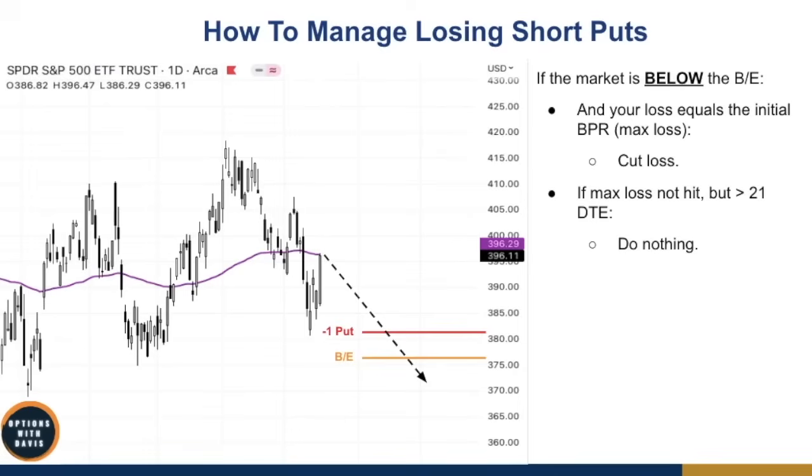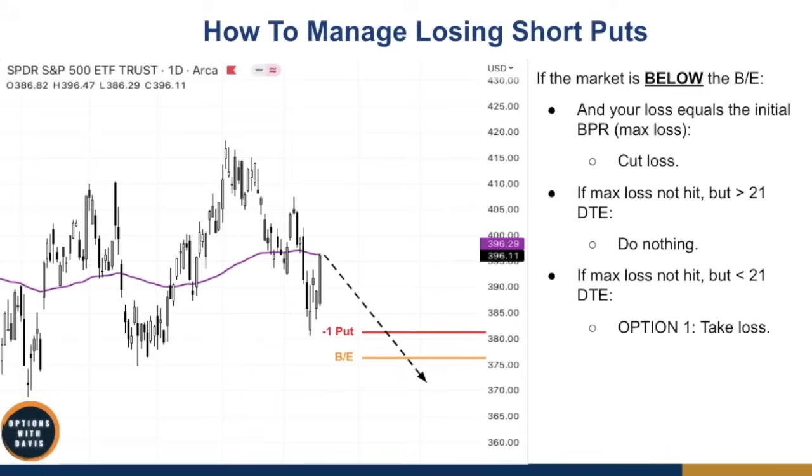So if the max loss is not hit and there's still more than 21 days to expiration left, then guess what? There is nothing to do. The market can come down. You just want to give it time, because it could come back up again. And if it does come back up, then there really is no need for you to aggressively manage this. It could still be in a profit just as it is. Remember, this is a probability game. When you put on a short put, let's say for example you put on a 30 delta short put, then there is roughly a 70% chance of profit. So you just need to let the numbers play out.